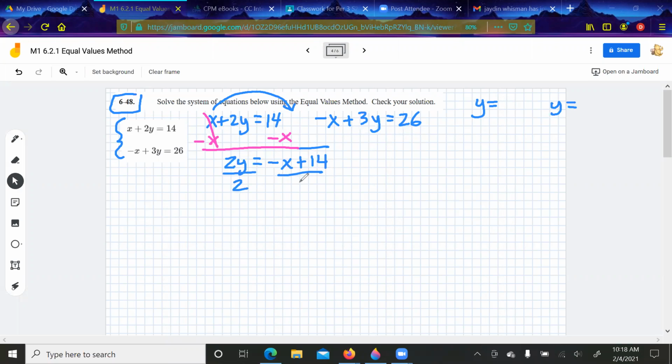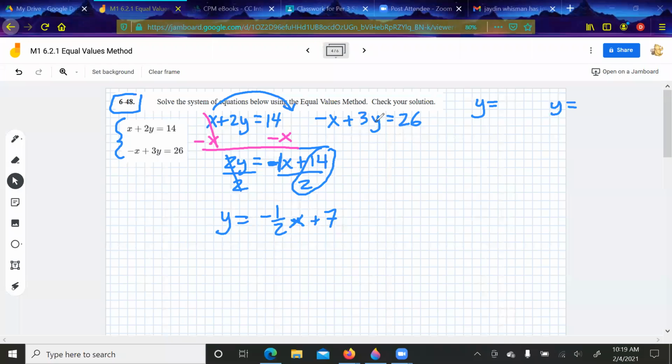Divide by 2 on both sides, and look how we divide by 2. We take the first number divided by 2. If there is no number there, that's an imaginary 1, right? So negative 1/2 x, because a negative divided by a positive is negative. If there were 2 negatives, I make it positive. Plus, and then the 14 divided by 2, positive 14 divided by 2 is positive 7. So we have a y-intercept of 7, a slope of negative 1/2.